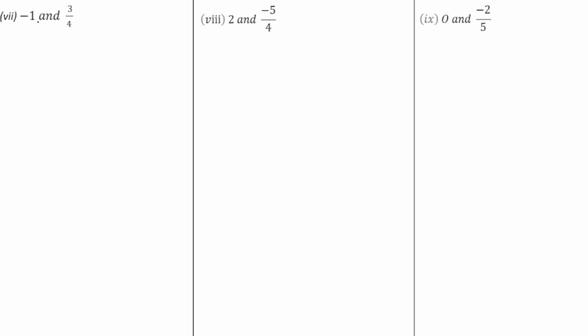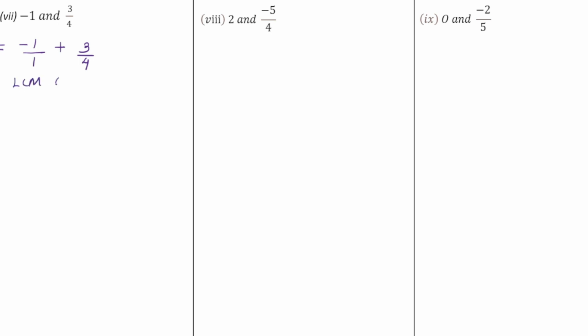In the next questions, if you see, one of the numbers here is not in the form of p by q. If you see, it is just minus 1, 2 and 0. But all of them are rational numbers. It means we can write them in the form of p by q. So the first thing that I'm going to do here is write these numbers in the form of p by q. It means I will write minus 1 as minus 1 by 1, and I will add it with 1 by 4. Take the LCM.